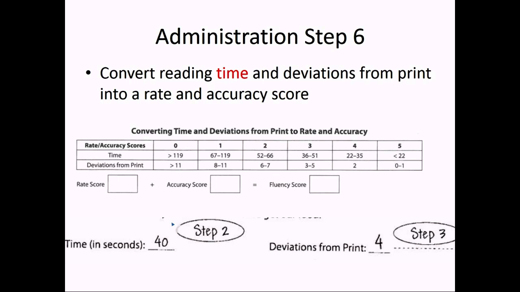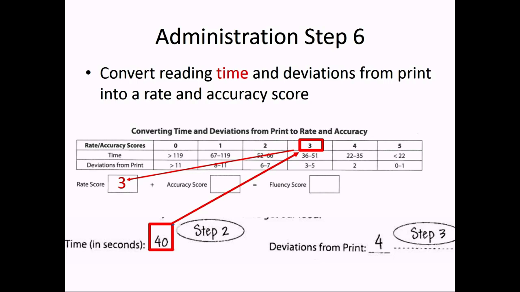So when you look at the time that it took to read the passage, when you're looking for 40 seconds, which is what the child took to read the passage, then you look at that continuum and you'll see that under rating score number 3, we see 36 to 51 seconds. So there's the child's actual score or time that it took in seconds to read the passage, and that corresponds to a 3. So we're going to put that 3 in the rate score box.